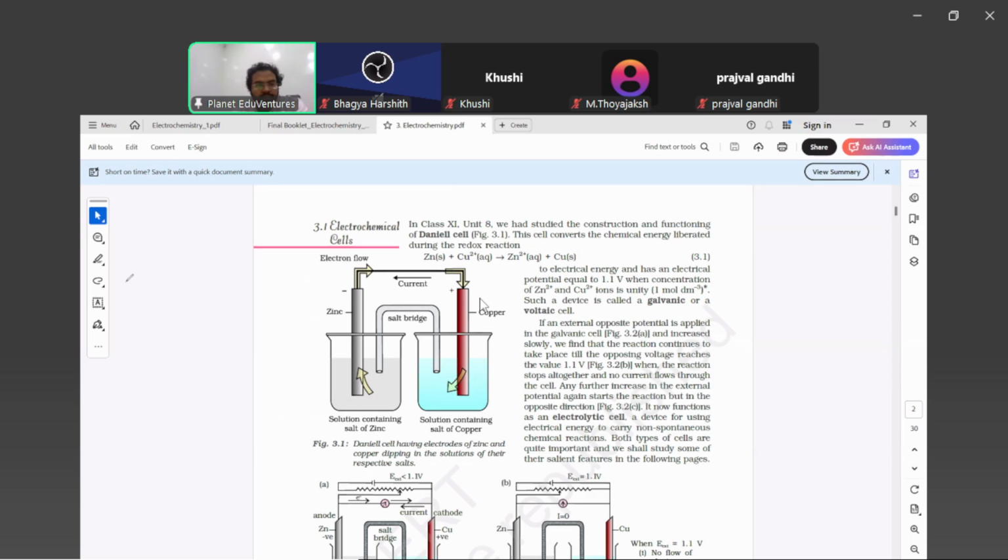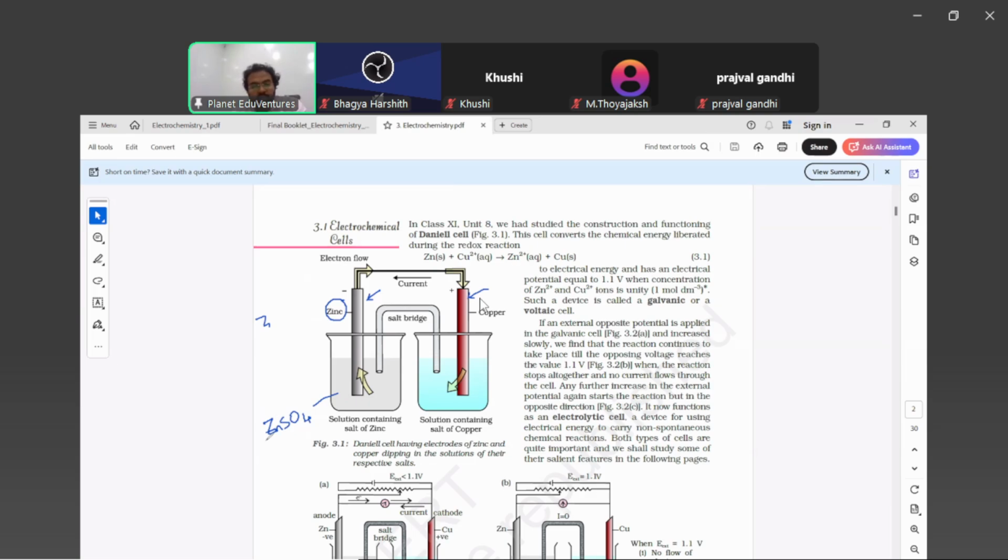Can you see the zinc rod over here? This is a zinc rod, and this is a copper rod. So there is a copper rod and a zinc rod. And what is this solution? This is a solution containing a salt of zinc, for example ZnSO4. ZnSO4 is a salt of zinc.